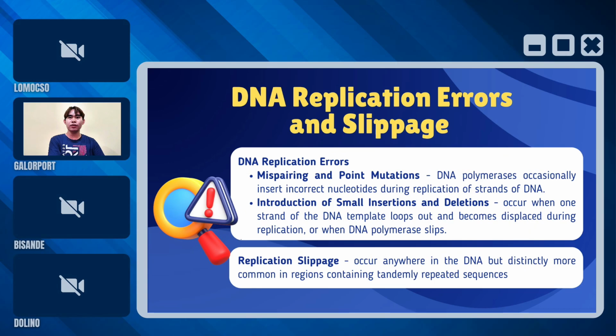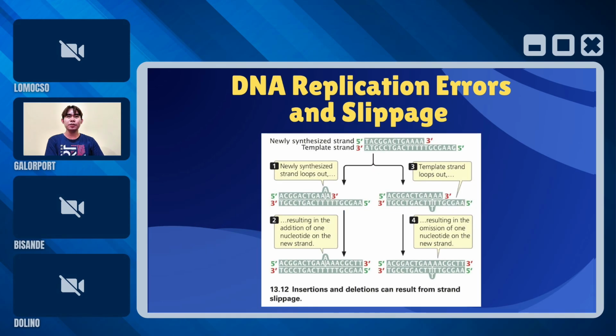So now let's proceed to replication slippage. Replication slippage occurs anywhere in the DNA but is distinctly more common in regions containing tandemly repeated sequences. Tandemly means they are a group of two or more nucleotides arranged one behind the other, acting in conjunction. Next slide please. Here it shows a possible strand slippage, insertion and deletion.